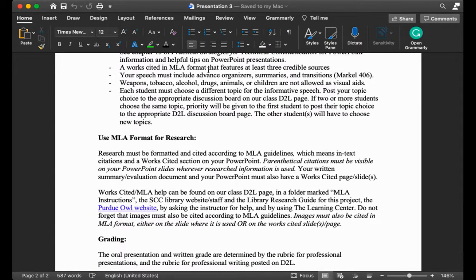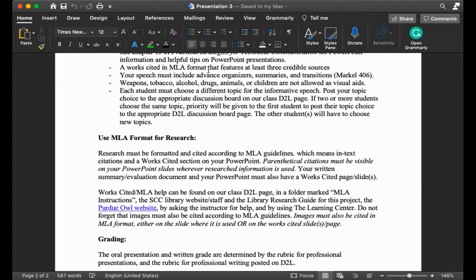Make sure you're using your MLA formatting. Again, I have an entire folder on D2L about MLA formatting. You need to make sure your pictures, statistics, anything that's very specific information, you have it credited in MLA format. There's, like I said, tons of stuff on D2L. The Purdue OWL website's wonderful. Use things like Citation Machine, Chegg has a great service as well.